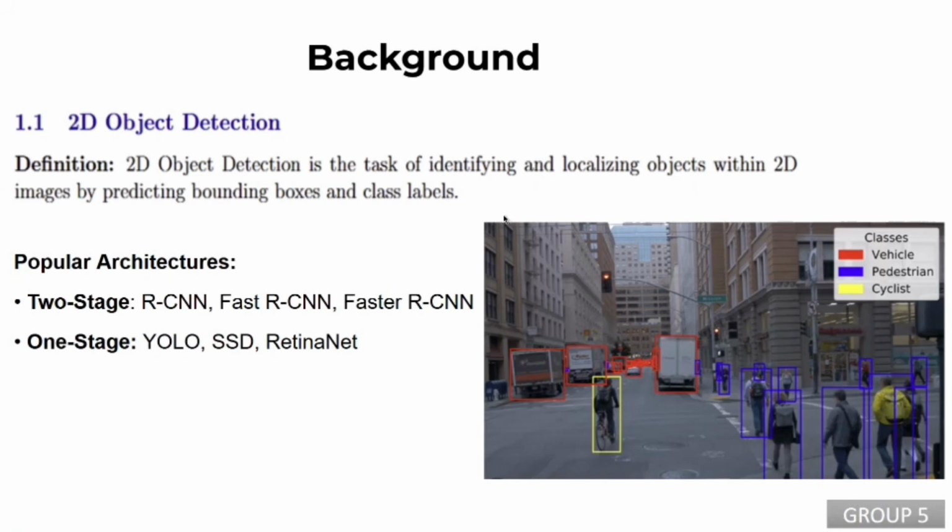2D object detection. It is a fundamental computer vision task where the goal is to detect and classify objects in an image using bounding boxes on a 2D plane. It answers what objects are present in the image. Popular models include YOLO, Faster R-CNN, and SSD. These models process RGB images and produce 2D bounding boxes with class labels. However, they lack depth understanding, which is crucial for applications like self-driving.